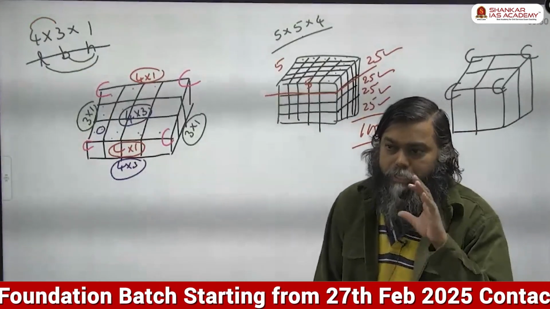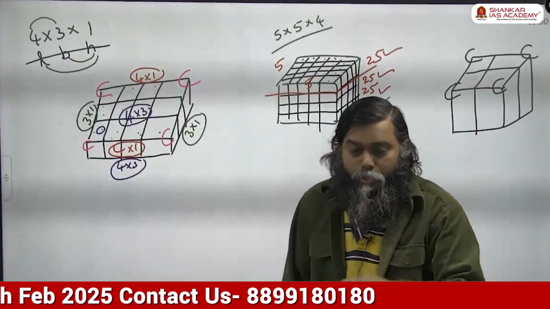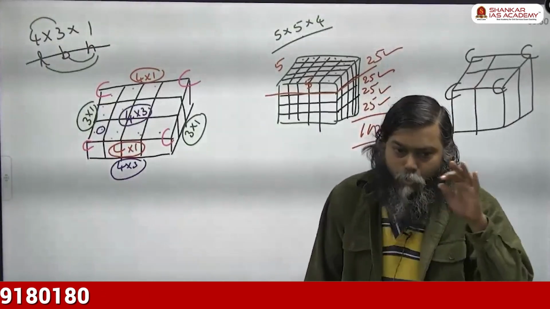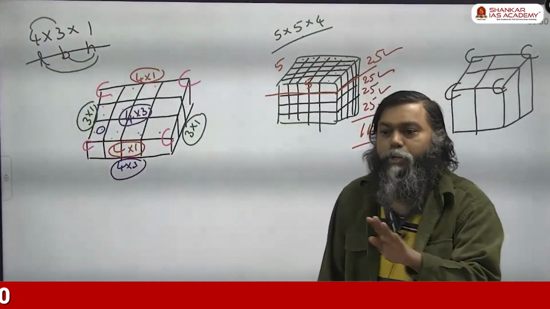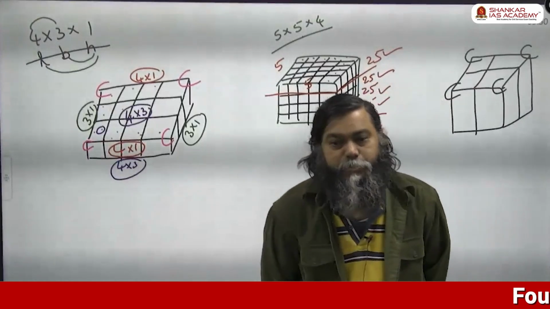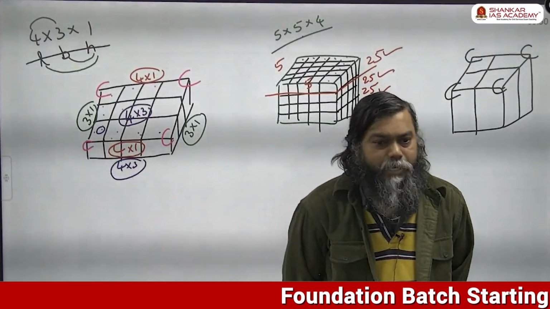How many rows are there? 1 row. How many corner pieces are there? 4. With 2 or more rows, generally 8 corner pieces. With 1 row, there must be 4 corner pieces. Understood or not understood? All of you understood this.